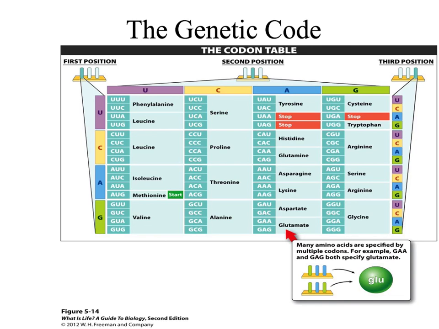We can use this table to help us translate the codons. On one side, we see the first codon position. The second codon position is listed across the top, and the third is on the other side.